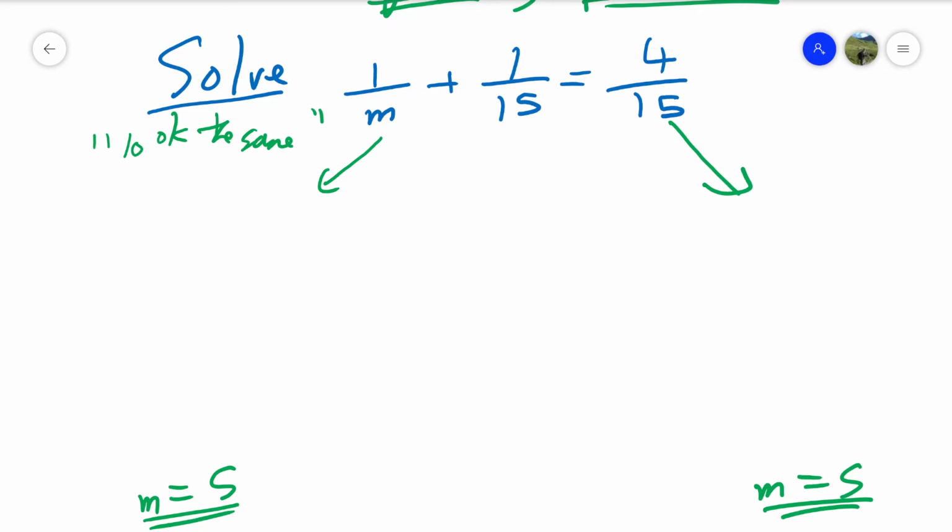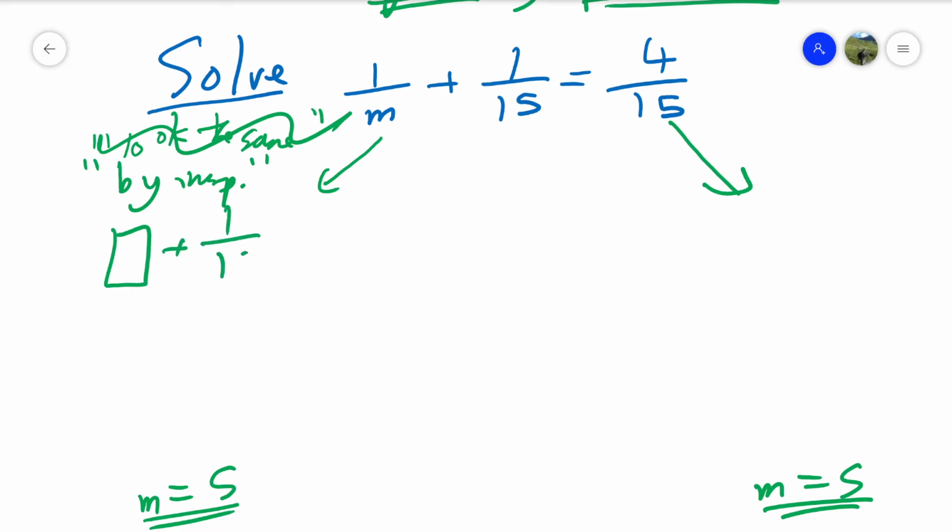Well, actually, I'm not going to do that. I'm going to do it by inspection instead. I'm going to say that I've got something plus 1/15 plus 4/15 equals 4/15. So this something here must be 3/15. Bingo. So we know that 3/15 equals 1 over m.